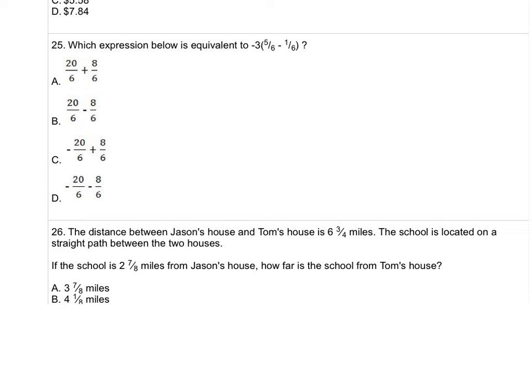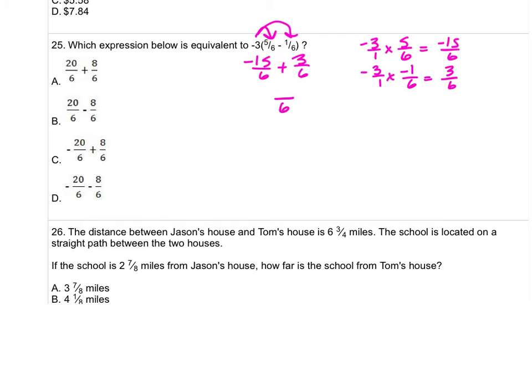Number 25 is looking for an equivalent expression. So we're going to distribute negative 3 to each fraction. Negative 3 times 5 over 6 is negative 15/6. And negative 3 times negative 1 over 6 is positive 3/6. And so we end up with negative 15/6 plus 3/6. And notice it doesn't match any of these exactly, but we could further say, well, they're like denominators, and we say negative 15 plus 3 is negative 12.